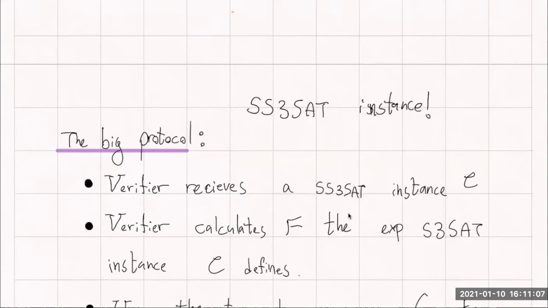But at the moment, it is in, I don't know how to call it, a multi-prover interactive proof with exponentially long questions, exponentially long answers, and exponentially long running time. Okay, so this is where the big protocol comes in.